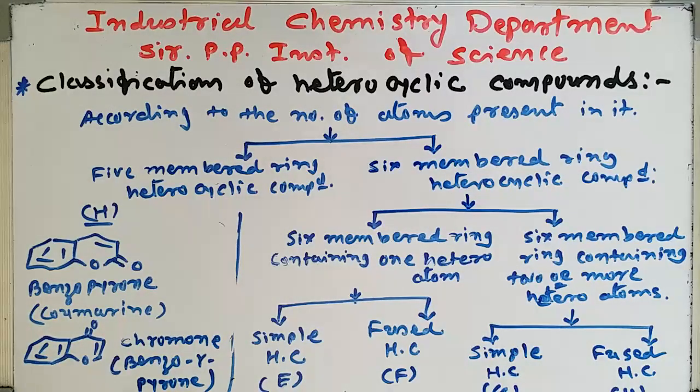So these are the six-member ring fused systems: phthalazine, quinazoline, quinoxaline, coumarin, and chromone are fused six-member rings containing two or more heteroatoms. So this is the classification of heterocyclic compounds, and it is a very important topic for your exam preparation. Okay, thank you.